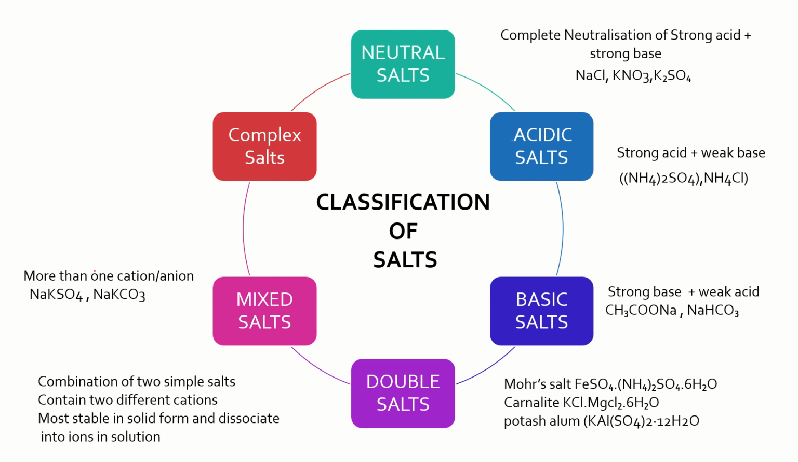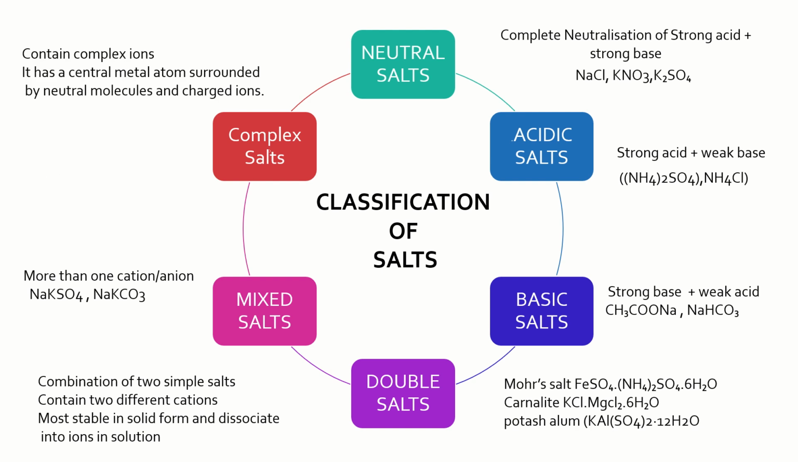Next is a mixed salt, which contains more than one cation or anion. Here, sodium cation, potassium cation and sulfate anion: sodium potassium sulfate. Similarly, sodium potassium carbonate: sodium cation, potassium cation, carbonate anion. So this is an example of mixed salt which contains more than one cation or anion.